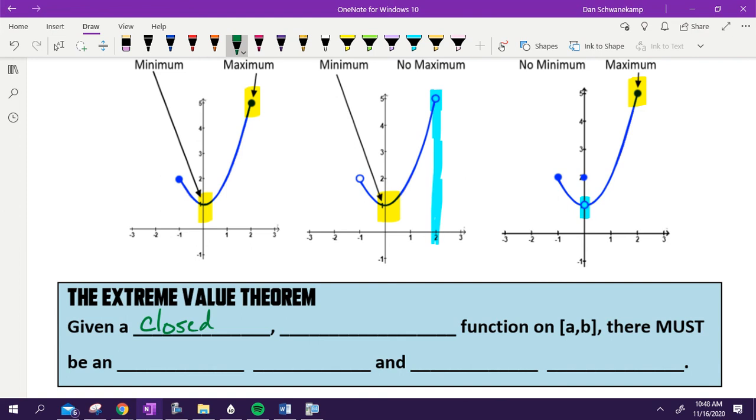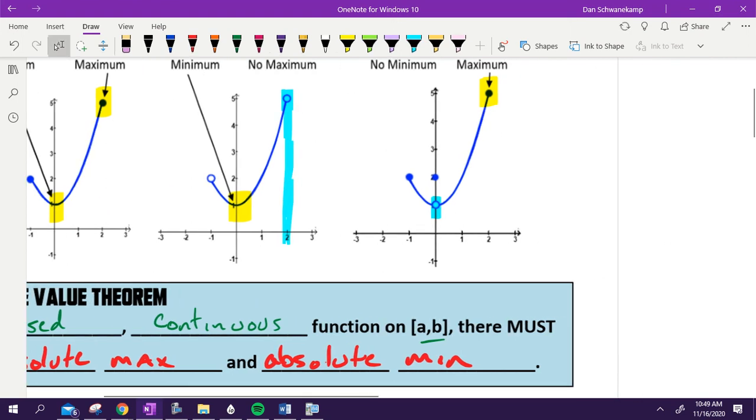Given a closed, what else do I need to be? Continuous. Given a closed continuous function on some interval, there must be an absolute maximum and absolute minimum. Absolute just means it's bigger than everything else or less than everything else. That is the theorem. It's pretty easy.